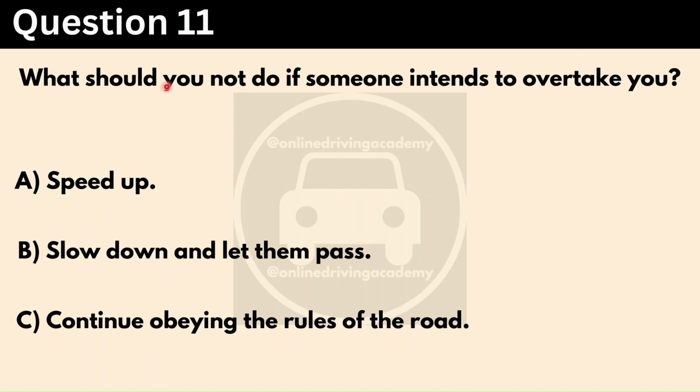Question 11. What should you not do if someone intends to overtake you? Is it option A, speed up? Is it option B, slow down and let them pass? Or is it option C, continue obeying the rules of the road? Now they're asking what you should not do. So for option C, it says continue obeying the rules of the road. You have to always obey the rules of the road, so it cannot be option C. Option B says slow down and let them pass. You have to slow down and let them pass if someone intends on overtaking you, so the answer cannot be option B. The correct answer here would be option A, speed up. Let's just make this clear, because I know some people will get confused. You should not speed up if someone intends on overtaking you, right?